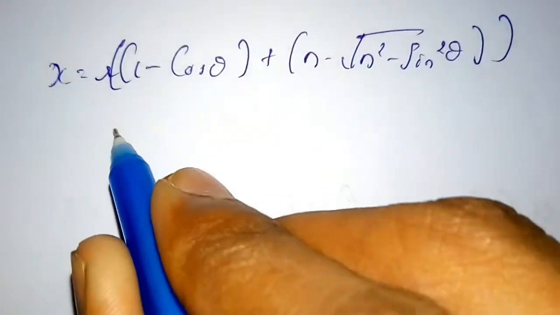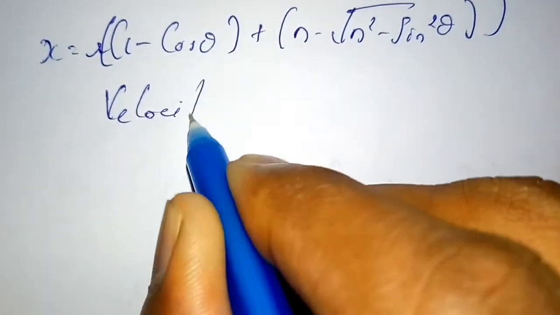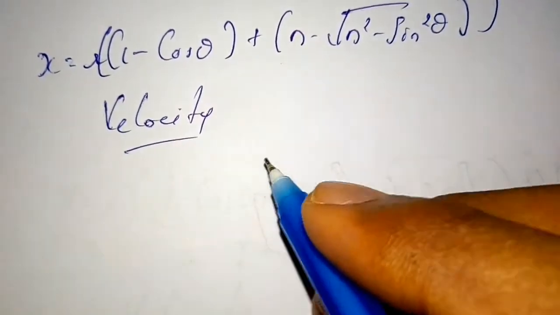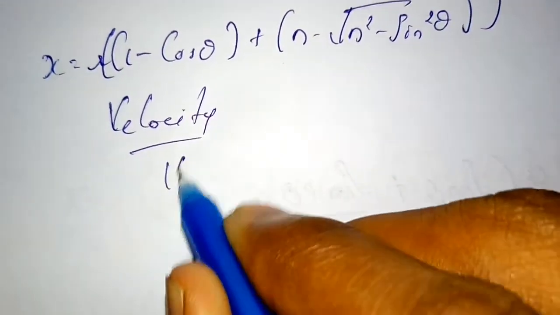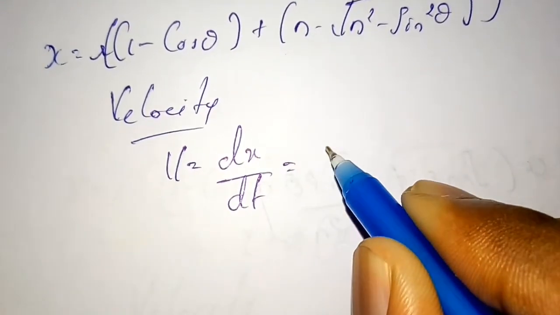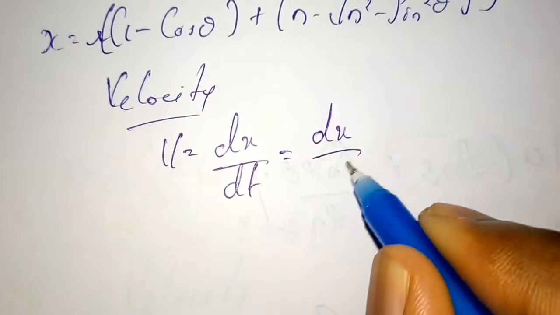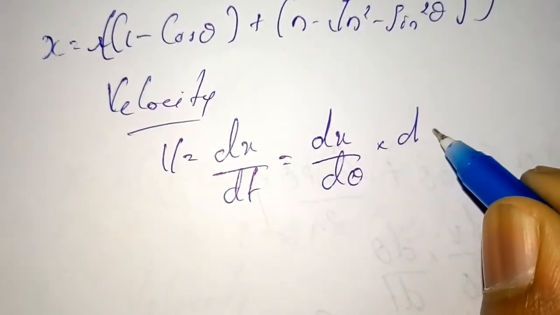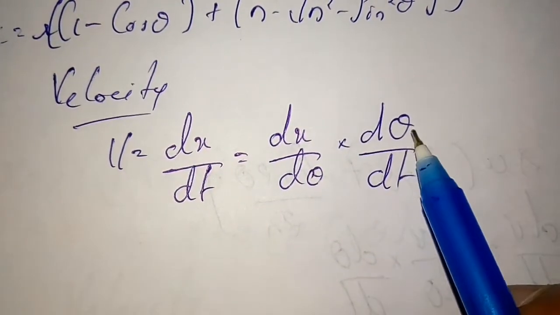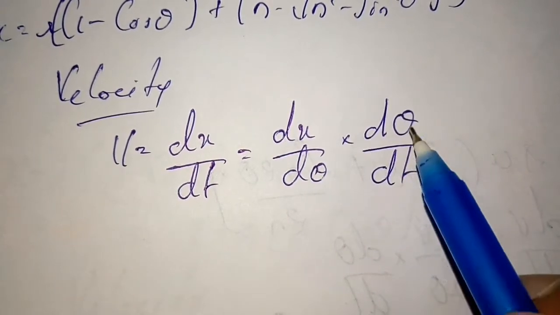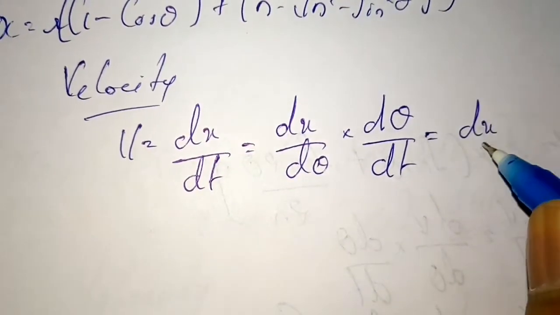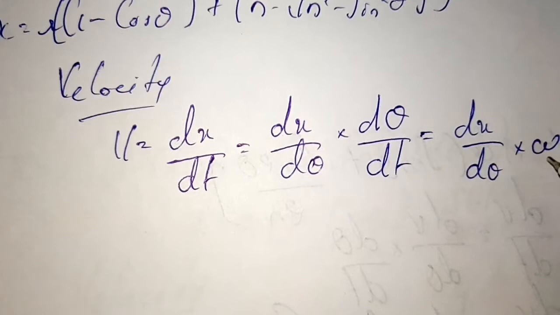On the displacement, now we are going to find the velocity. We know the velocity is the rate of change of distance or displacement. So we have to find velocity v by dx by dt. We multiply and divide by d theta, so we get dx by d theta into d theta by dt. What is d theta by dt? It is the angular displacement with respect to time, so it is the angular velocity. So we can write it as dx by d theta into omega, the angular velocity.